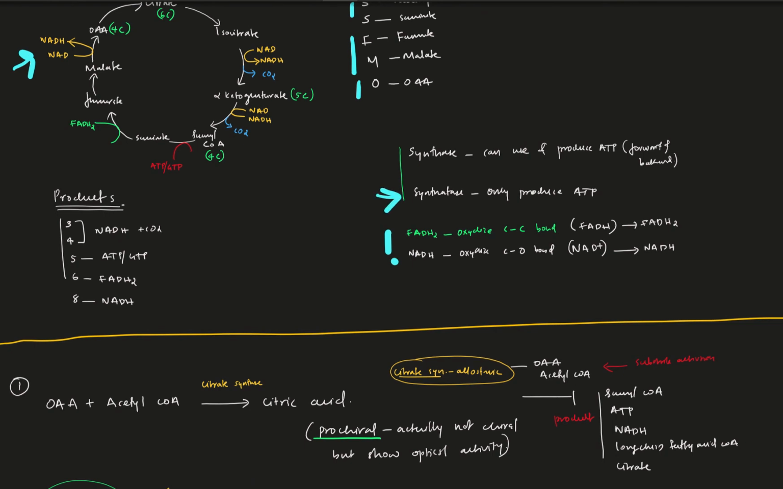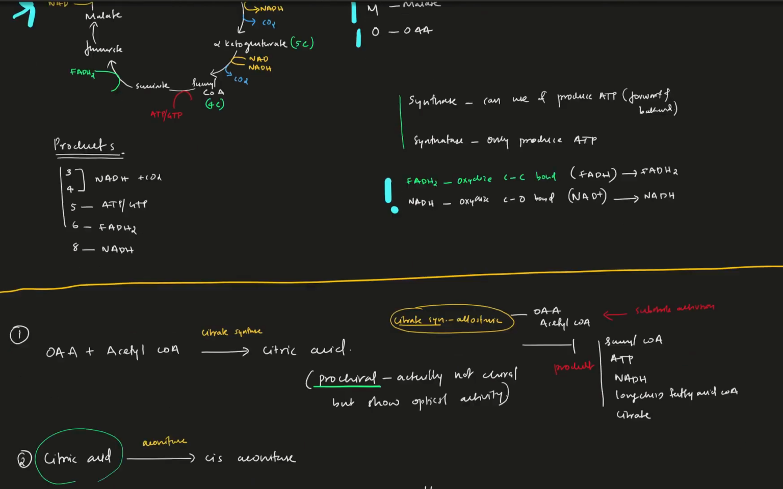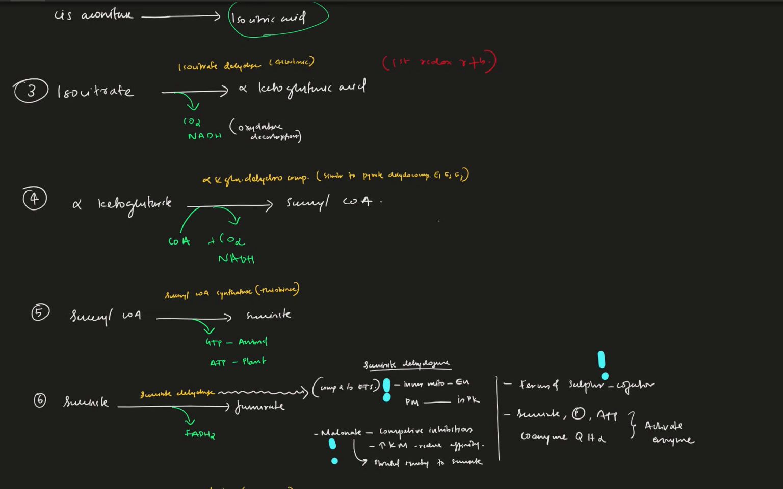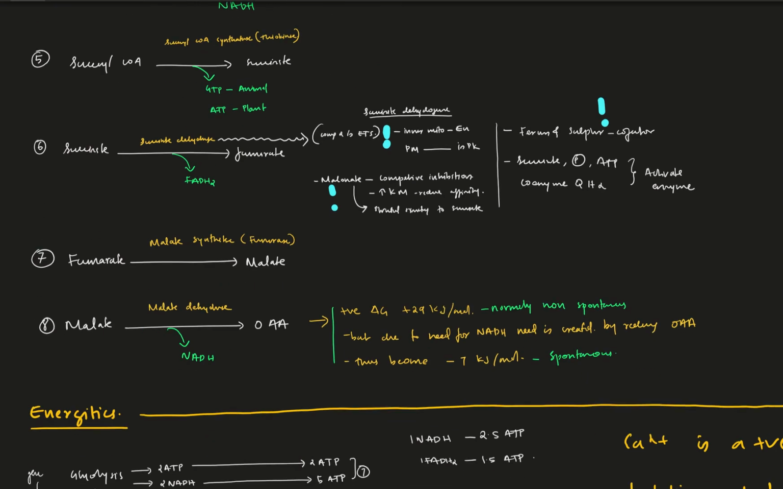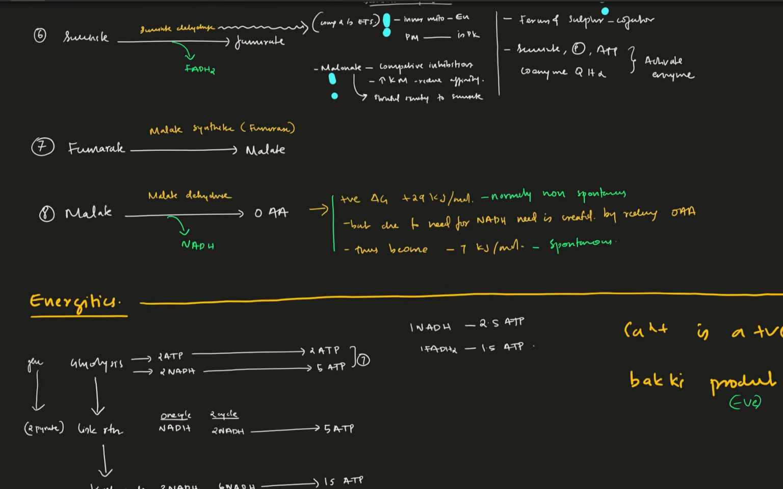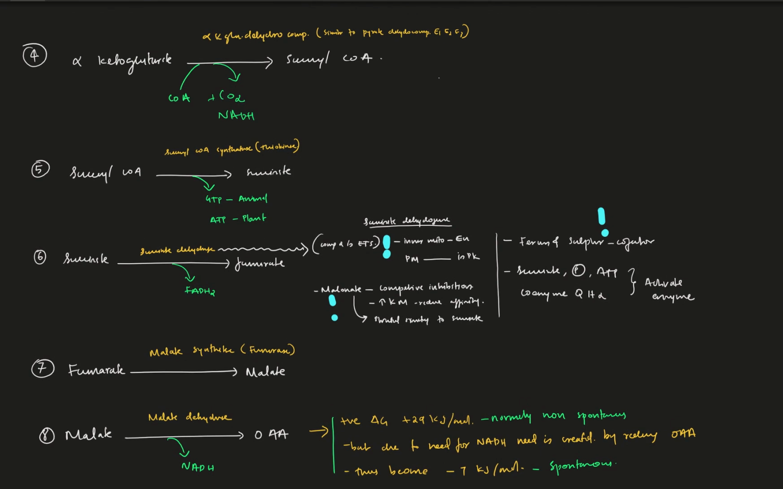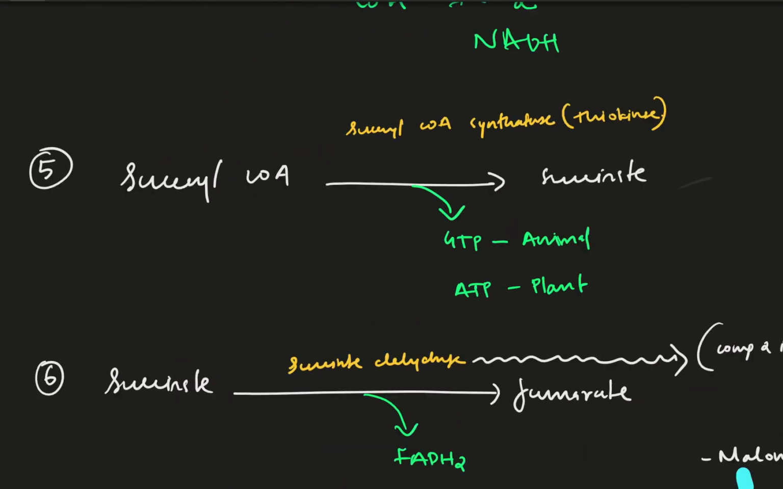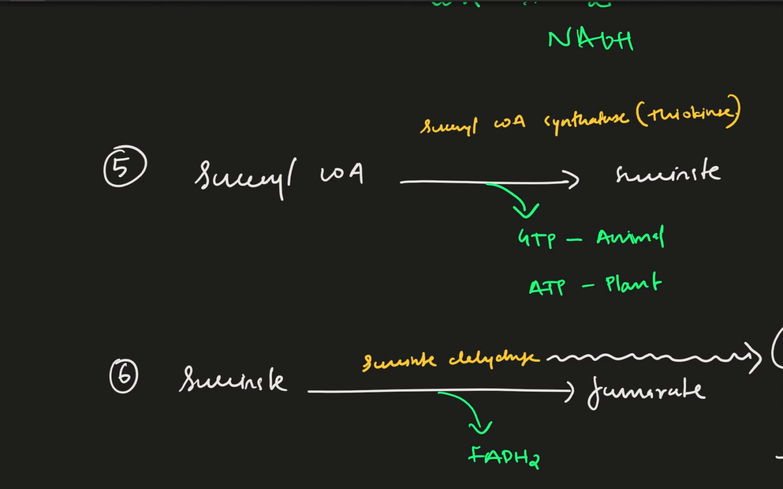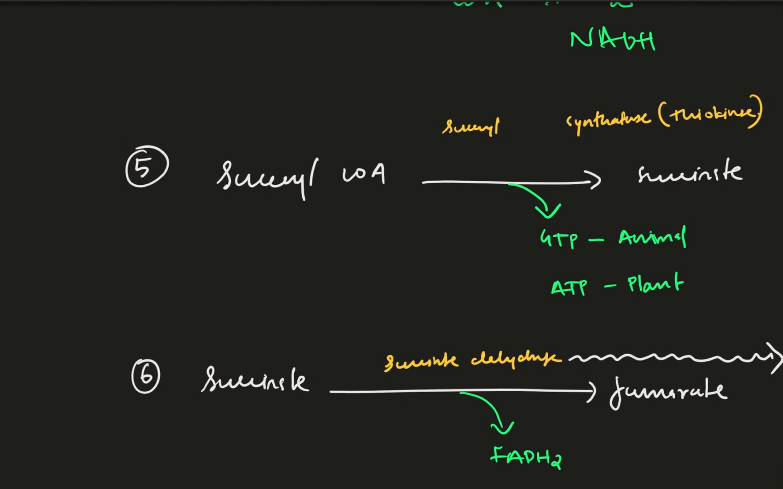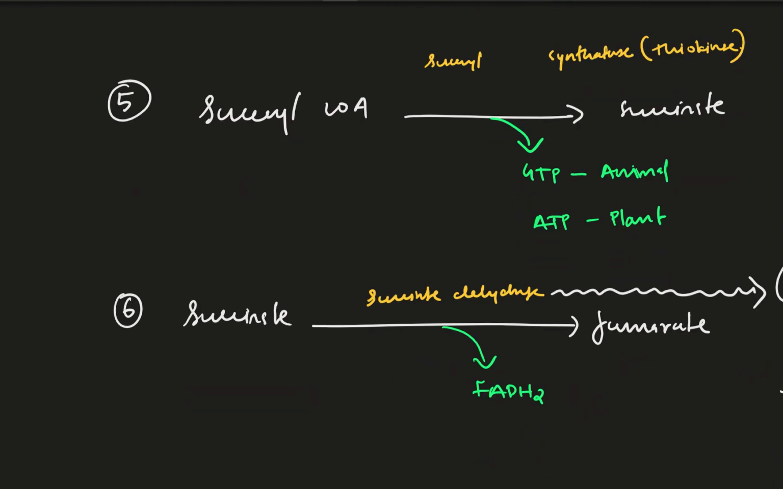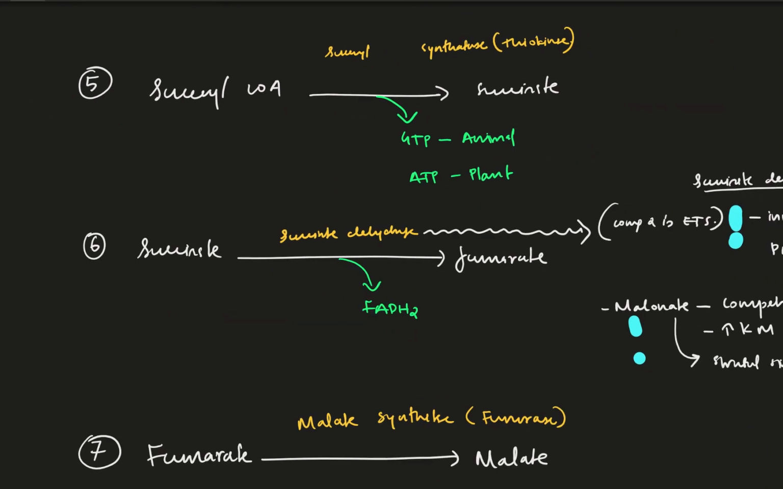Synthetase only produces ATP, no backward reaction. So there we don't have any backward reactions. So this is the step where succinyl CoA synthetase, succinate synthetase, is involved, or it is known as thiokinase. In that step we get ATP and GTP. ATP is produced in plants and GTP is produced in animals. So mostly it is said as GTP.